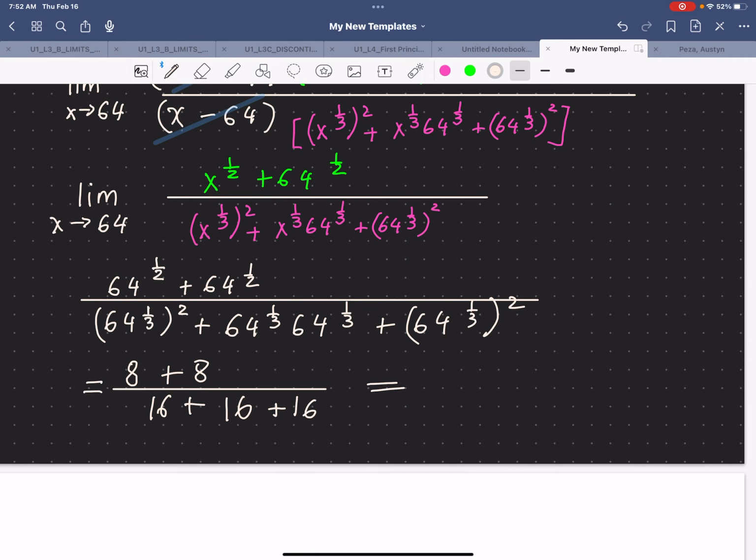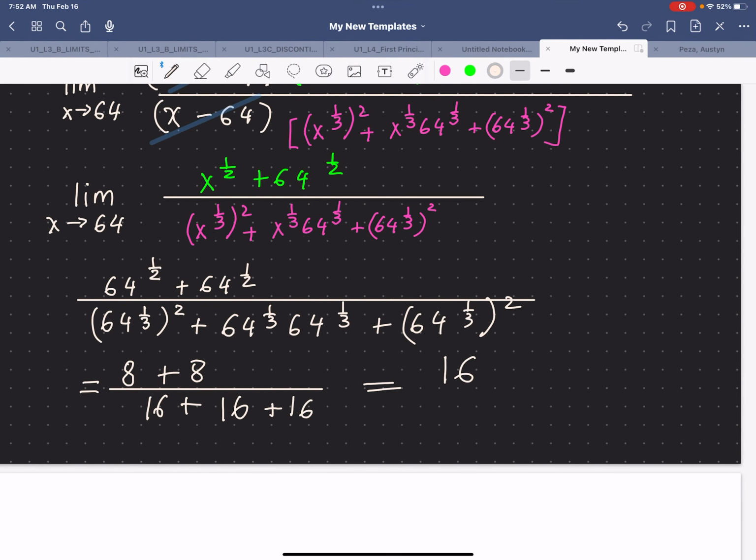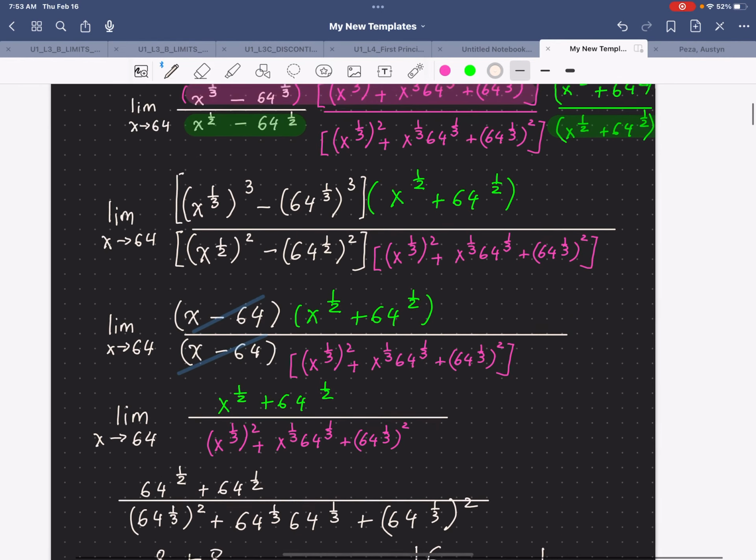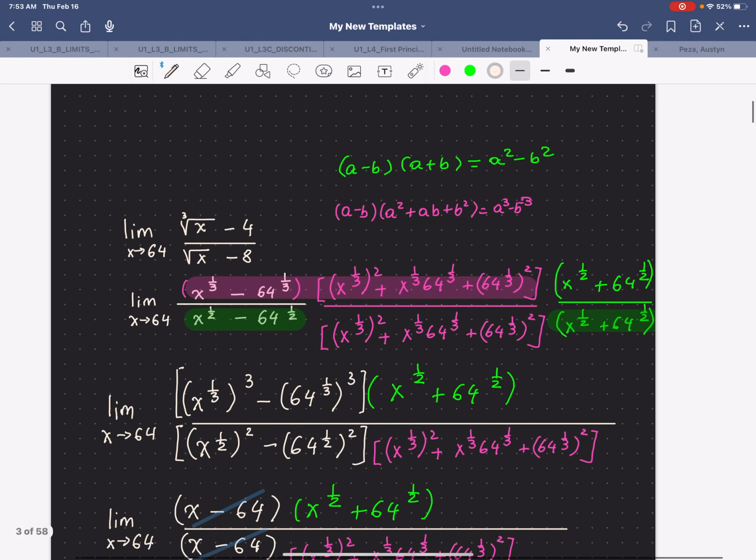And add all the numbers. In the numerator there are only two numbers, 8 plus 8, 16. And the denominator will have 16 plus 16 plus 16, which is 48. And 16 divided by 48 is 1 over 3. And that would be the limit of this function as x approaches 64.